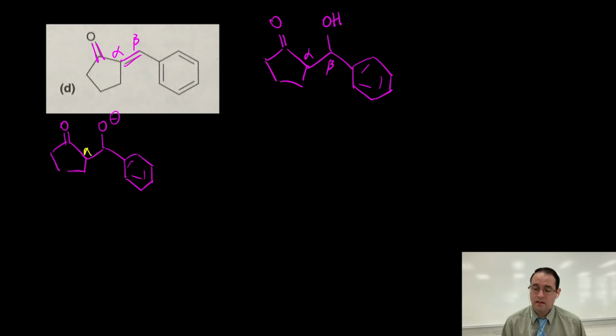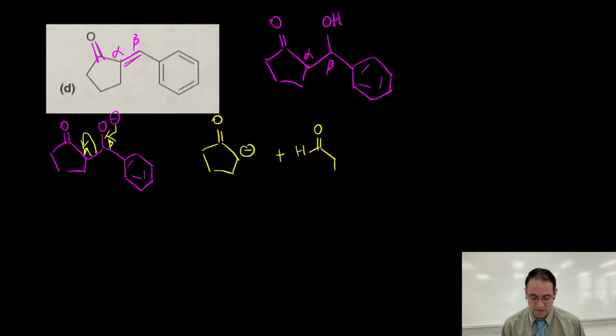Think and fragment. So here's the alpha carbon, here's the beta carbon. These electrons are going to form a carbonyl, and these electrons are going to end up on the alpha carbon. So we form the enolate of cyclopentanone, and we form benzaldehyde. Cyclopentanone is, of course, a neutral molecule.